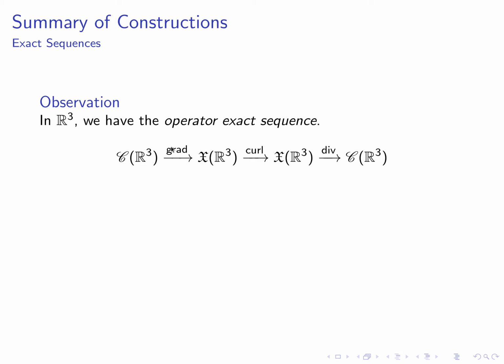This means a couple of important things. For one, if we take 2 steps in the sequence, we always get 0. What this means is that the curl of the gradient of a scalar field is the 0 vector field, and also that the divergence of the curl of a vector field is always the number 0.